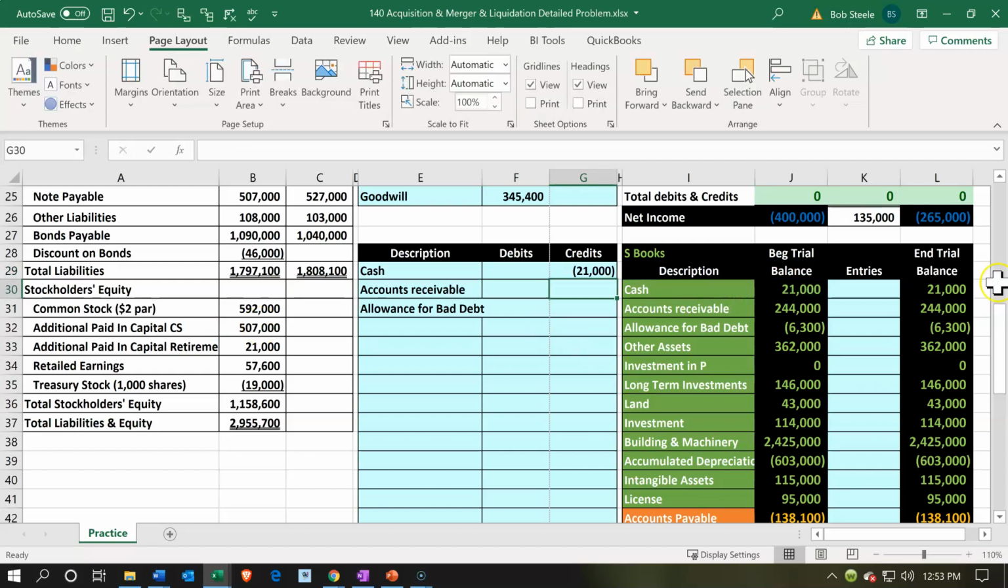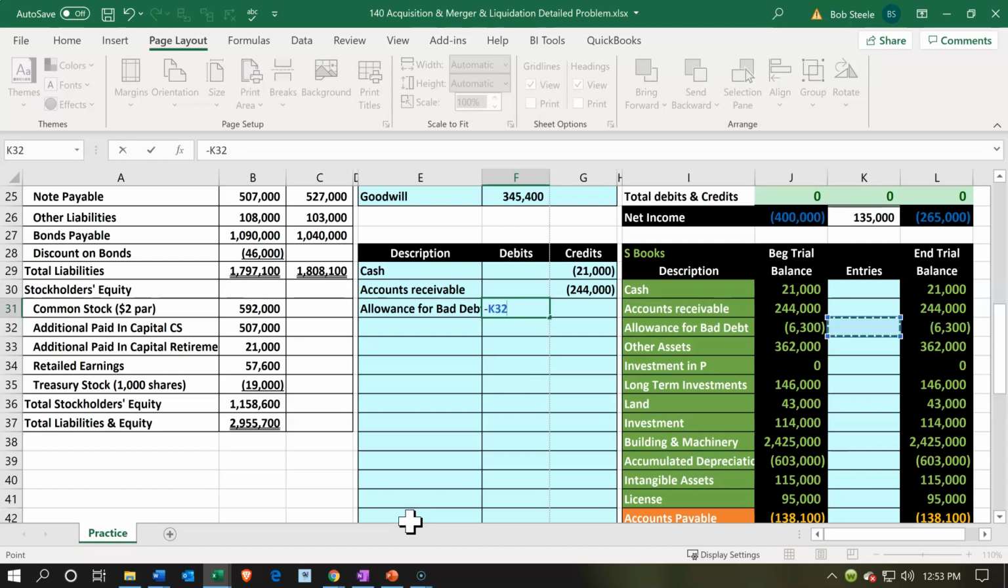Now, I'm not going to pick up this number over here. I'm going to pick up the beginning number. If I pick up this number, it's going to cause a circular reference. So you want to just pick up the first number. I'm just going to say accounts receivable is going to go away. Now, this is a contra asset account, has a credit balance, so we're going to have to debit it to make it go away. So I'm going to debit that one to make it go away.